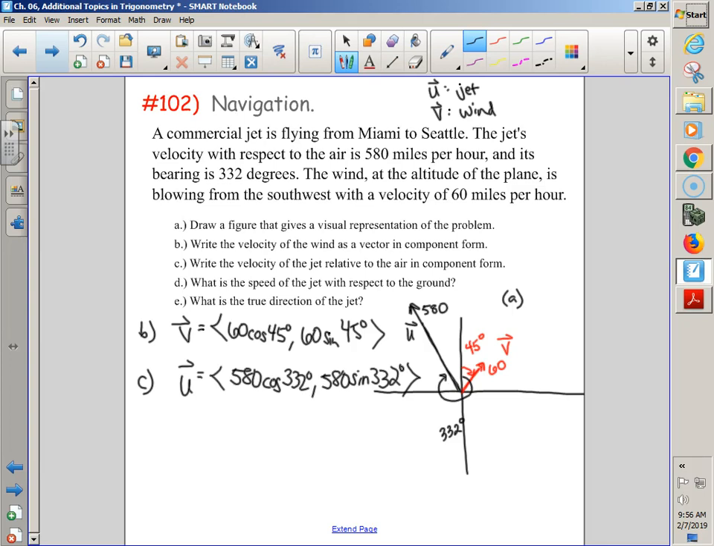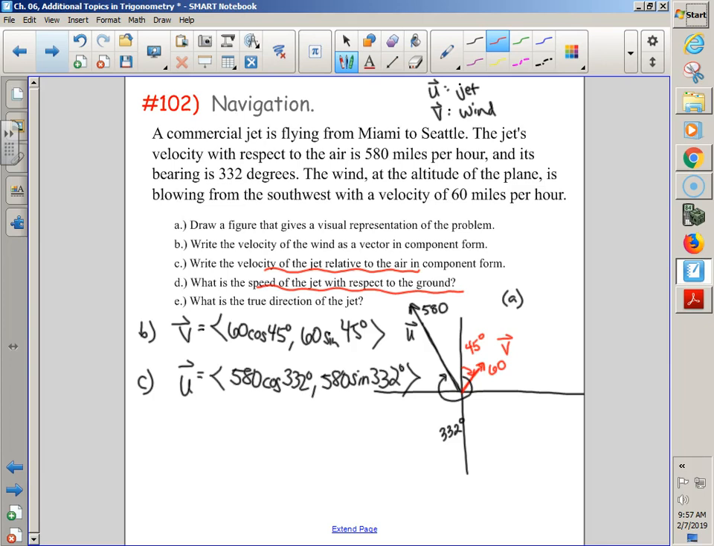We're like, sweet, we want those anyway. What's letter D say? Yeah, the ground speed. So if you look up here, the velocity of the jet relative to the air is, in a sense, without getting too technical, what and where the jet is trying to go, trying to head. Like if the wind was still, how fast it would be going and in what direction. That's what's going on in letter C. But letter D is actually asking what's the true speed, the ground speed, of the jet.